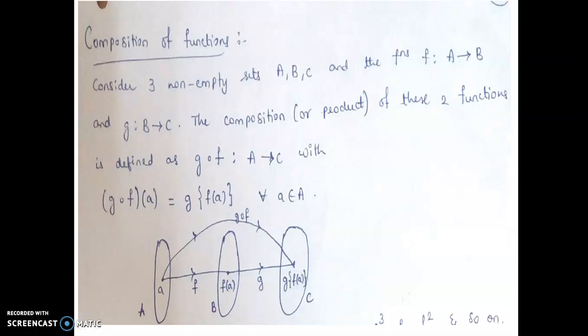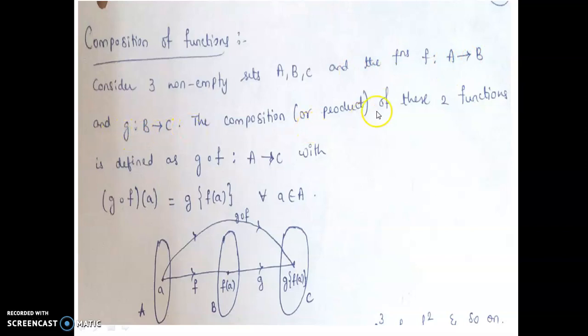So what is composition of functions? We have seen functions, a function f from A to B, which is denoted by an arrow from A to B. Now what is the composition of functions? Here we will have two functions f and g, and we will see how the function composition is formed. Consider three non-empty sets A, B and C, with a function f from A to B.